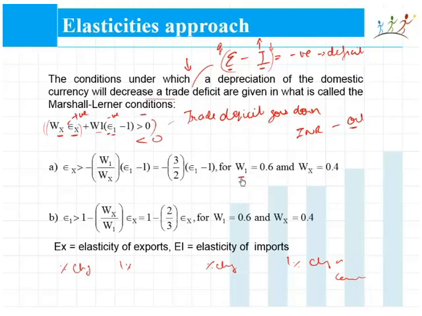For various combinations of the weight of imports and the weight of exports, we can calculate the relationship between the elasticity of exports and the elasticity of imports so as for the deficit to go down. So if weight of imports is 0.6 and the weight of exports is 0.4, then the elasticity of exports should be greater than minus 3 by 2 into the elasticity of imports minus 1. Or the elasticity of imports should be greater than 1 minus 2 by 3 times the elasticity of exports for the deficit to go down if the currency depreciates.